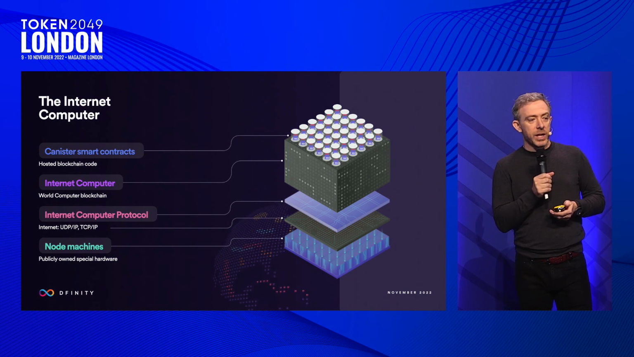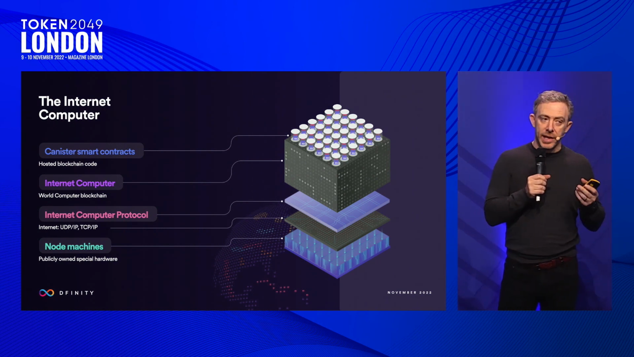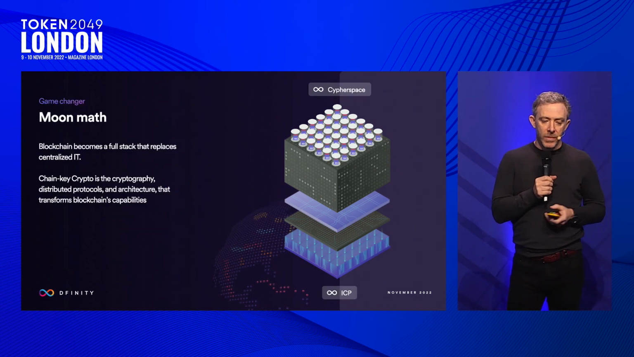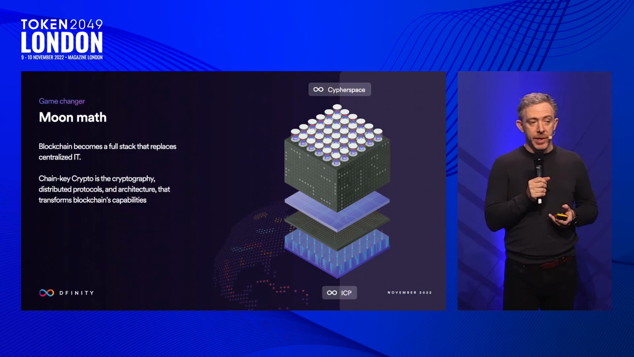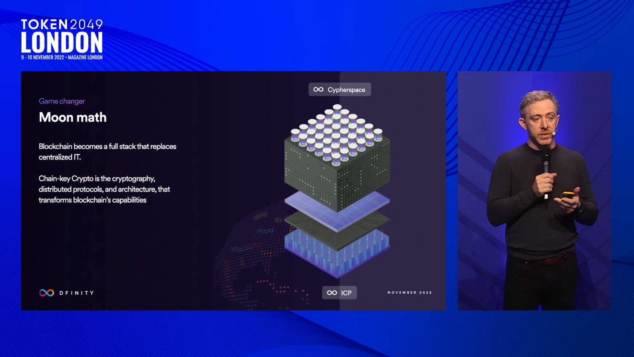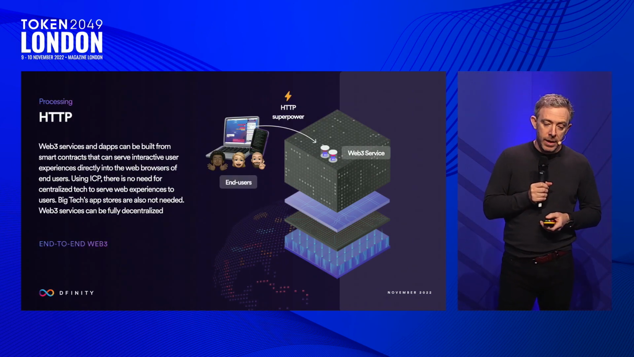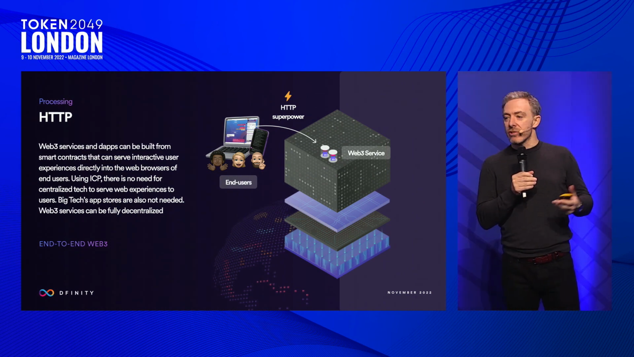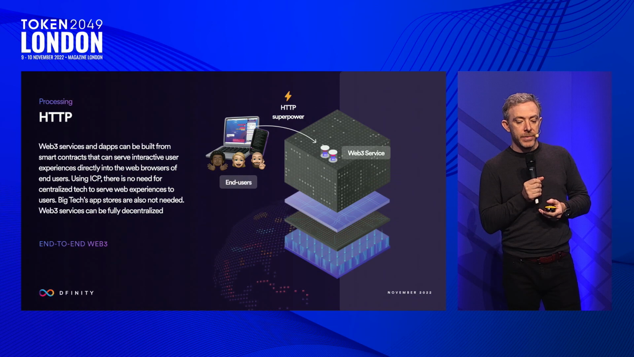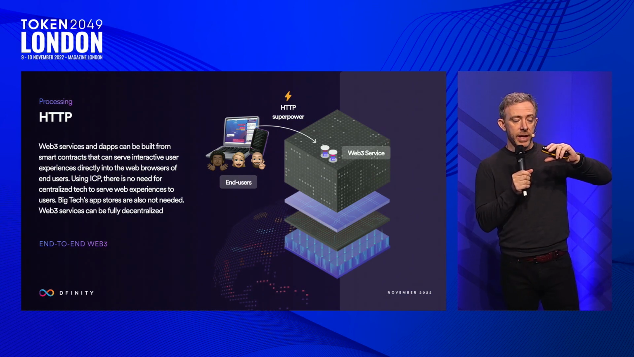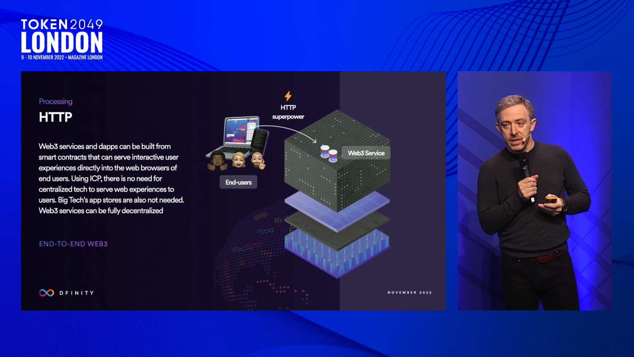Essentially, it's a network of these things called node machines that are connected by something called Internet Computer Protocol, which produces the world's only truly limitless scalable blockchain. It's powered by Moon Math, some of the most advanced cryptography in the world, certainly the most advanced cryptography in the crypto industry. And it has these incredible superpowers. So for example, if you build on the Internet Computer, your smart contracts can process HTTP requests, which means that they can securely serve interactive web experiences directly into the web browsers of end users.